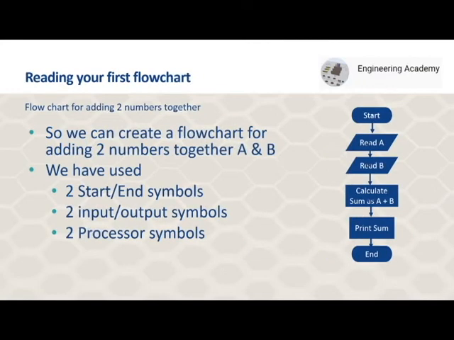So we've got a start. We've got some data coming in, which is read data A. Then we've got to read data B. So we've got these inputs coming in, calculate the sum of A and B, then print. So it's a process. You're setting a printer off to print the sum of A and B. So it's going from top to bottom at the start and the end. The arrows are representing the flow of information or the processes. So that's quite an easy one to understand.